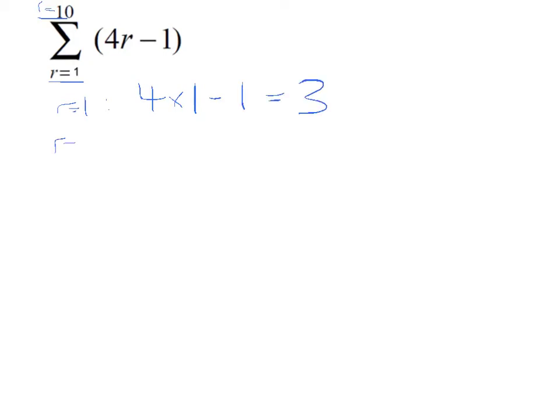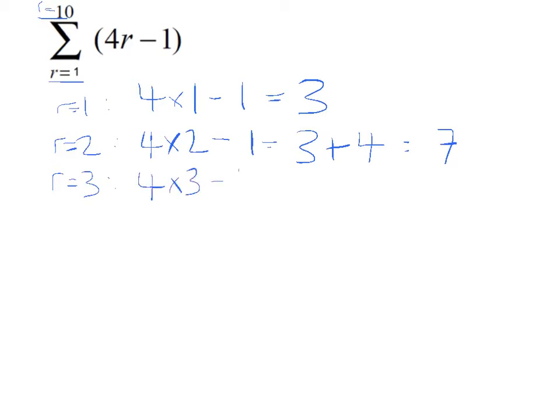When r equals 2, we get 4 times 2 minus 1, which is the same as 3 plus 4, which is 7. When r equals 3, we get 4 times 3 minus 1, which is 7 plus 4, which is 11. But I don't really want to keep doing this because we've got 10 terms. I don't want to write them all out.